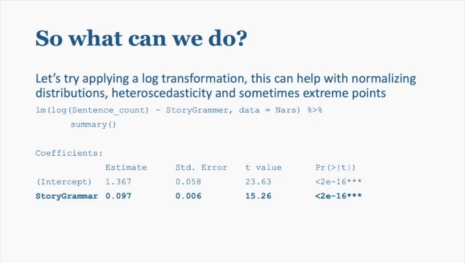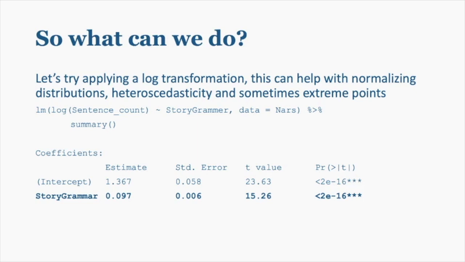One thing that we could try is doing a log transformation in this case. We have some experience with this data, and maybe we've seen log transformations have worked. So let's try it. And so we use a log transformation of the sentence count, still predicted by story grammar. And now our estimate changes. It's now 0.097. We should expect it to change because we've made a transformation on our outcome. It's still really significant though.